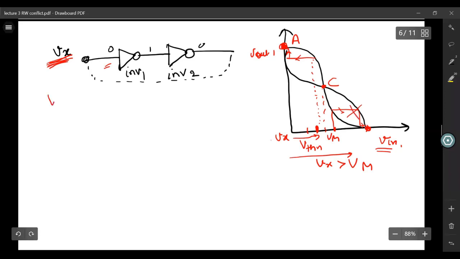So what is the condition on this Vx? It should be less than Vm of inverter 2, or let's say Vm of this cross coupled inverter pair, because what we are assuming is that this Vm is equal for both.